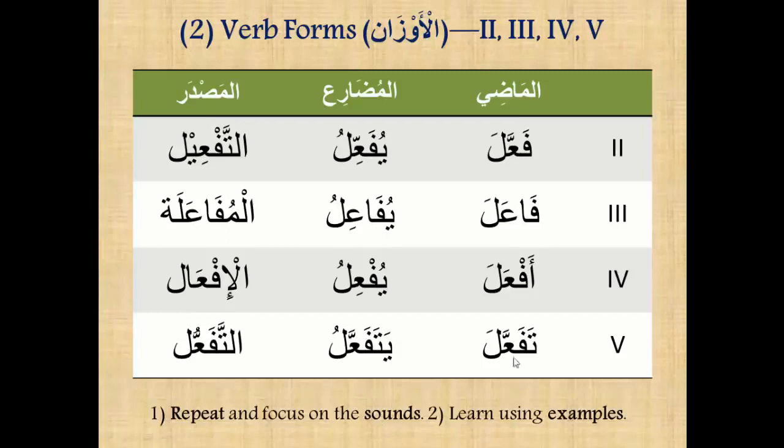For example, in Form 3, you have فَعَلَ. There's an elongation. Make it long. Make it extra long so you know it's there. Okay, that's how you train your ears to pick up these cues. Form 5, تفعل, تفعل, enunciate the ta and the shadda.